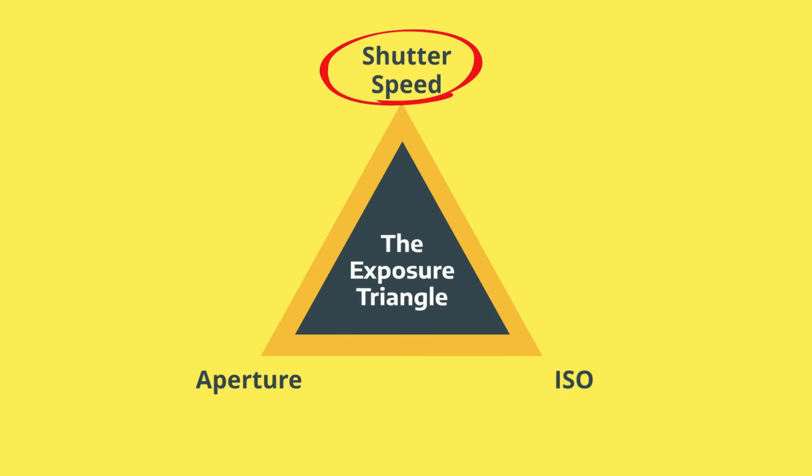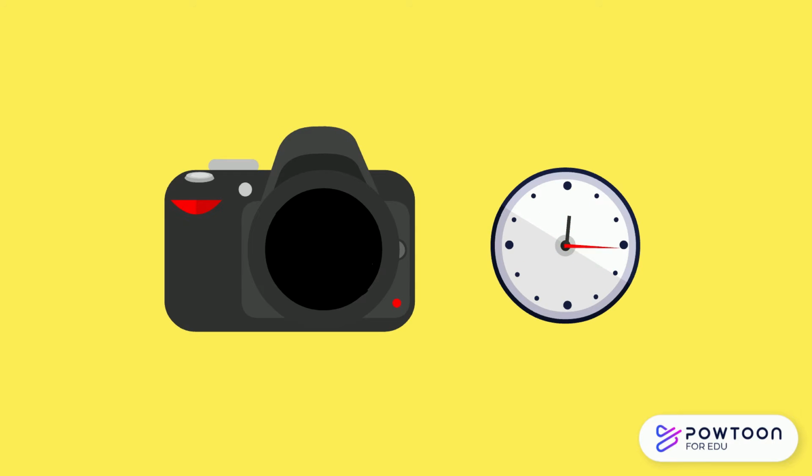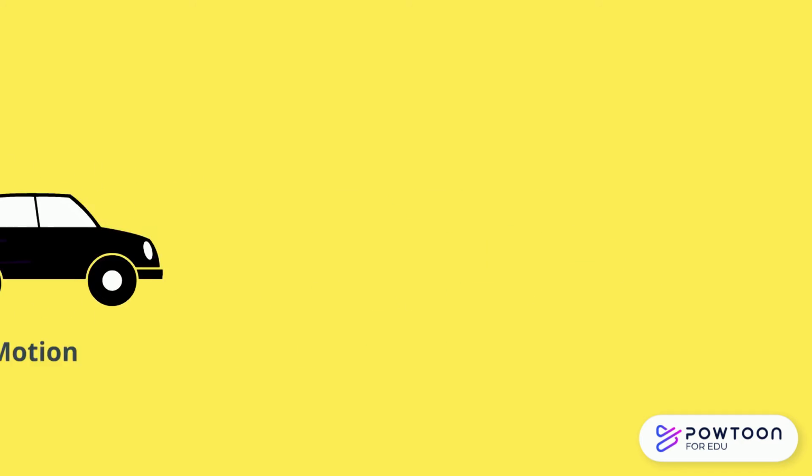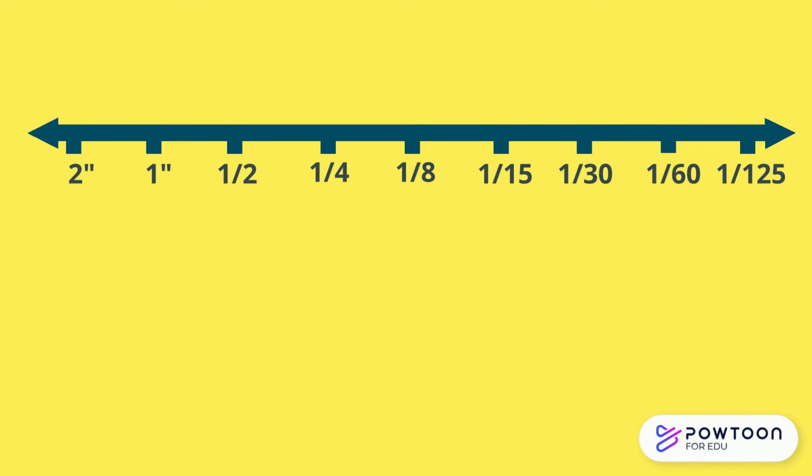Moving on to shutter speed. Shutter speed has to do with the amount of time that the shutter of the camera is open for. This setting affects the exposure and motion. Motion has to do with the blur and sharpness of a photo. This is a shutter speed scale, and shutter speed is measured in seconds.